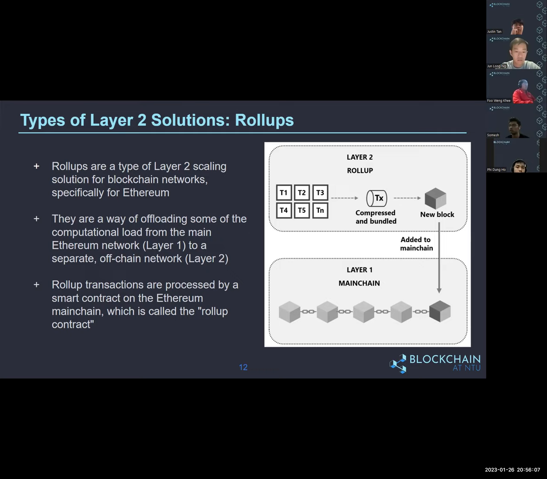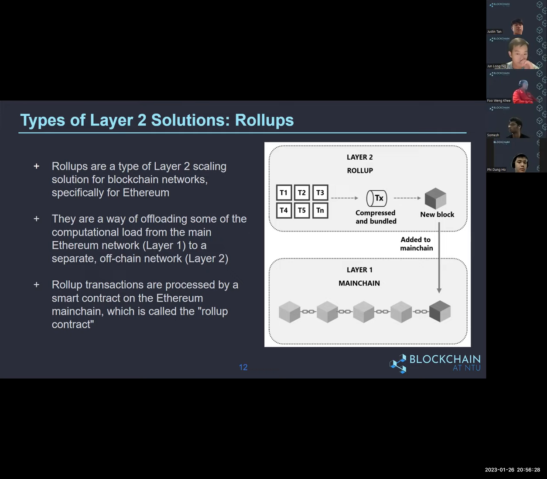The rollup contract is responsible for validating and executing the rollup transactions, and it also manages the state of the rollup network. The rollup transactions are validated by a set of validators who are responsible for ensuring that the transactions are valid and the state is correct. These validators typically choose the proof of stake mechanism.